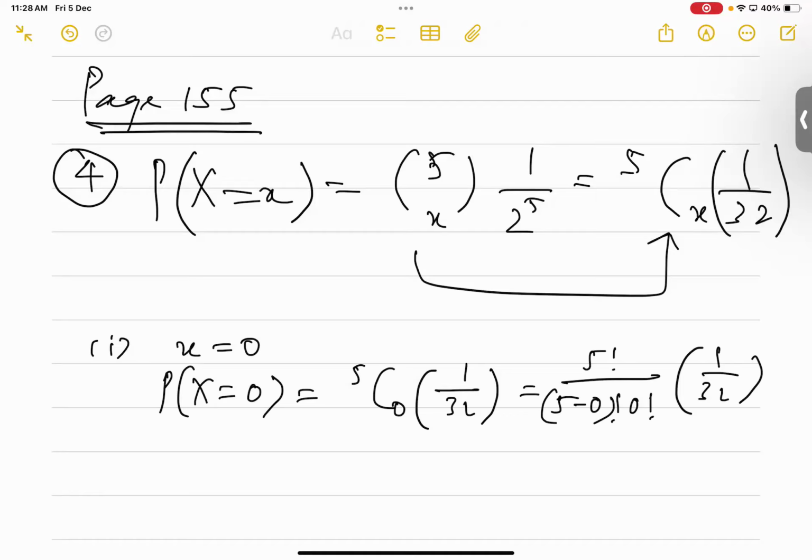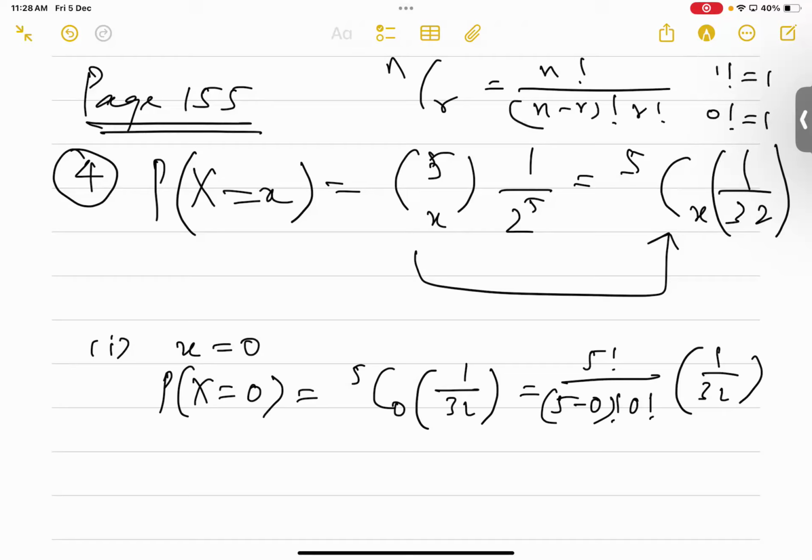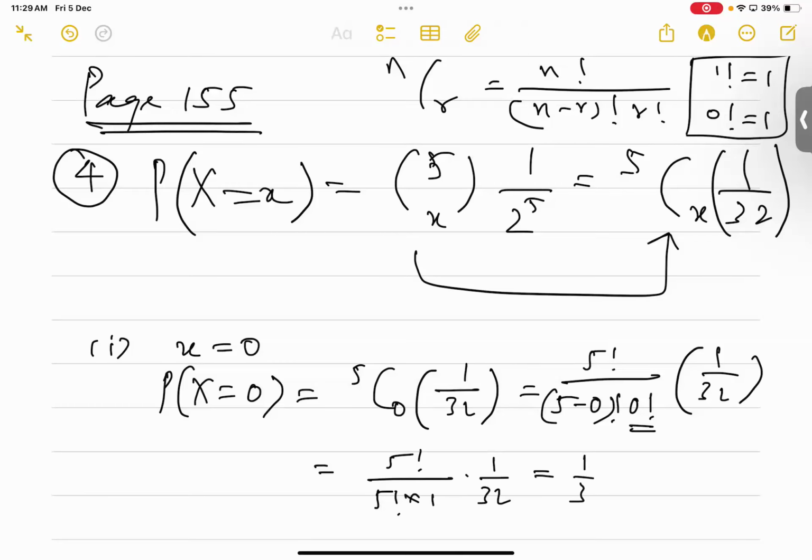We have this nCr formula: n factorial upon n minus r factorial into r factorial. 1 factorial is 1, 0 factorial is 1. You all know this, so that formula I have used. So this will be 5 factorial upon 5 factorial, 0 factorial is 1, into 1 upon 32. So the answer is 1 upon 32. Okay. Right. Please copy this.